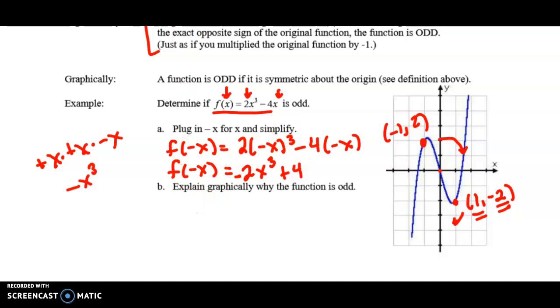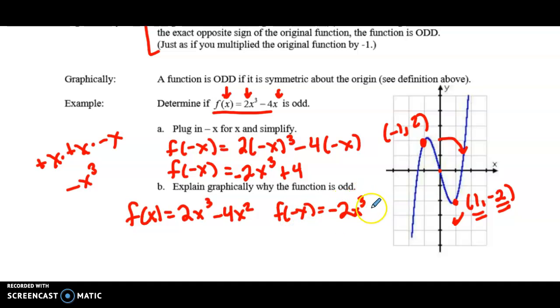All right, now let's check to see how it compares. My original function was 2x to the third minus 4x squared. My function when I plugged in negative x was -2x to the third plus 4x squared. You have to check every single solitary sign. This was a plus, this is a minus, it's the opposite. This is a minus, this is a plus, it's the opposite.